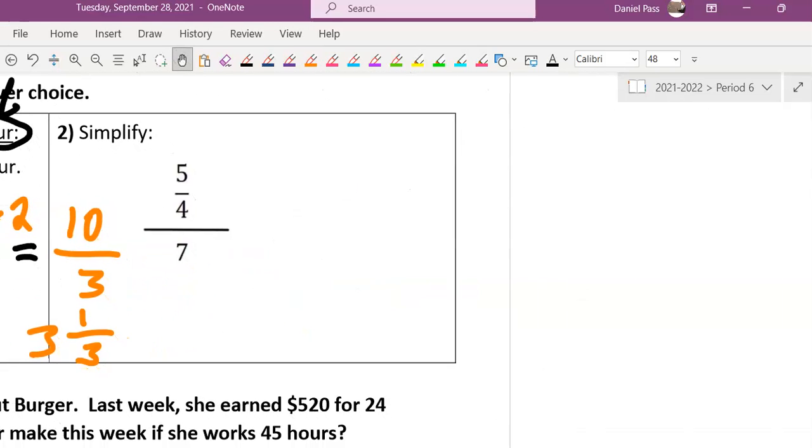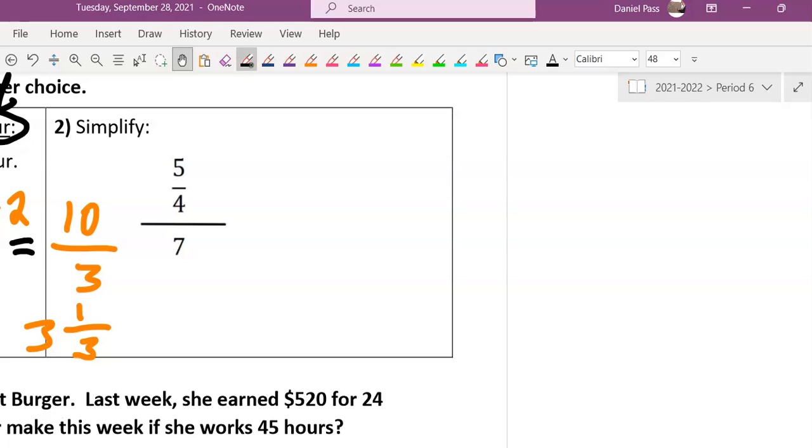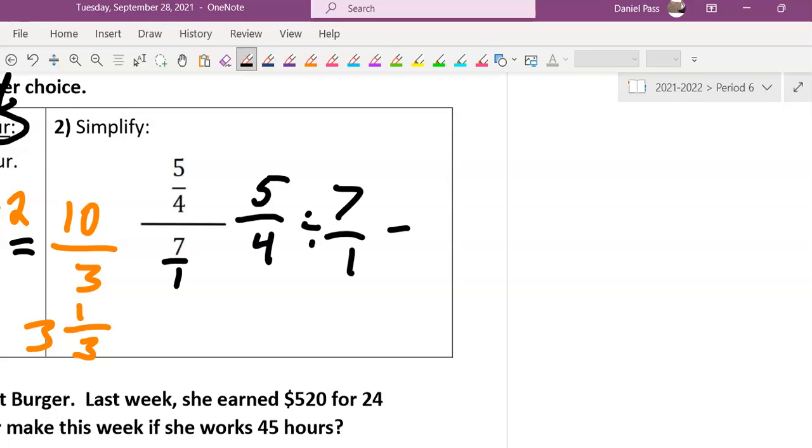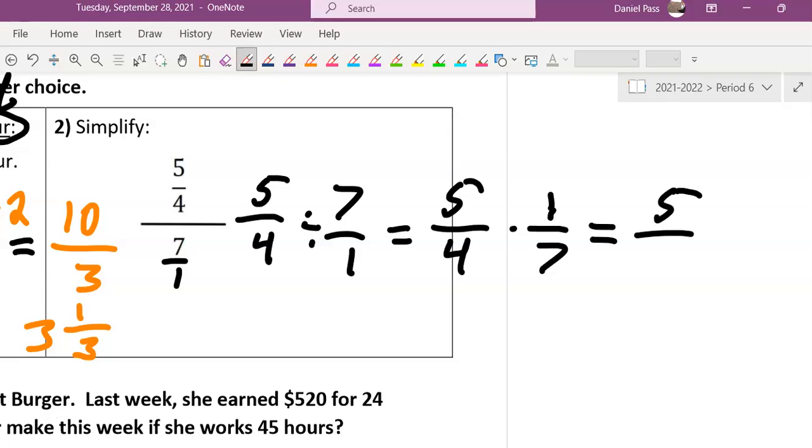So first, I did the equation, which is 5/4 divided by 7/1. Okay, so we want to make this 7/1. Excellent. And then you have to do the reciprocal of that, so you get 5/4 times 1/7. Alright. And 5 times 1 is 5, and 4 times 7 is 28. Is that it? Yep, that's it. That was quick. Alright, good job, Nugget.